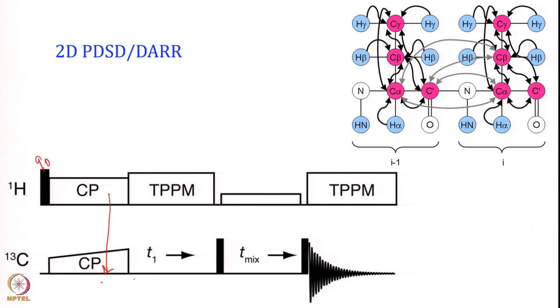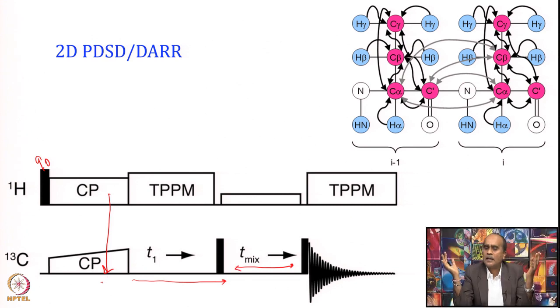Then we introduce the 2D formalism, where we increment t1 to achieve the indirect dimension. During that time, we are decoupling the protons. TPPM, two pulse phase modulation, is one of the decoupling sequences that we discussed earlier, which decouples the proton-carbon coupling. After that, we have encoded indirectly into the carbon dimension. During this period, we mix the carbon-carbon magnetization, similar to a NOESY, mixing it in the z direction. Here is a 90 degree pulse, and here again a 90 degree pulse, just like the three pulse experiment we have seen in liquid state.